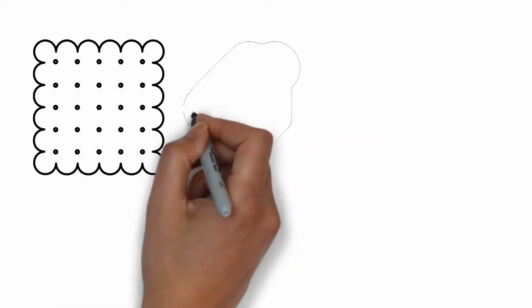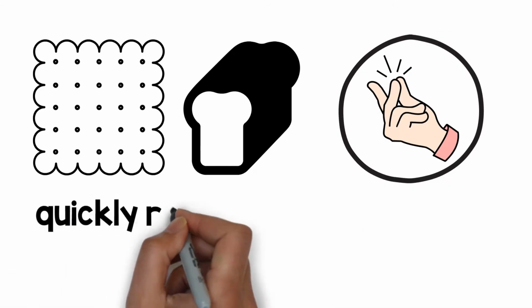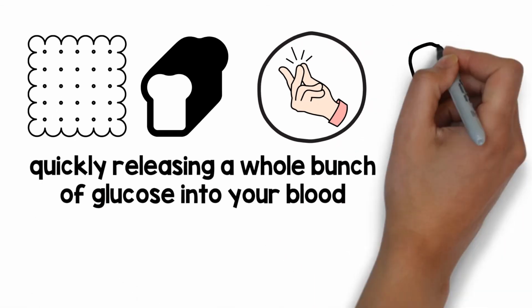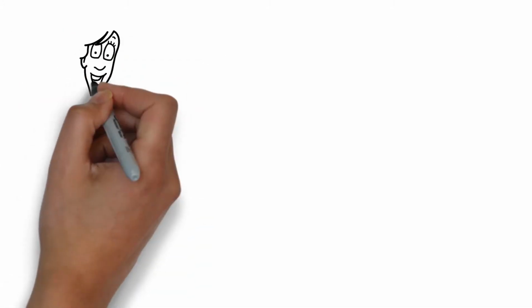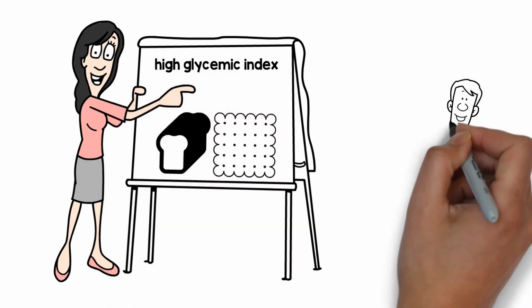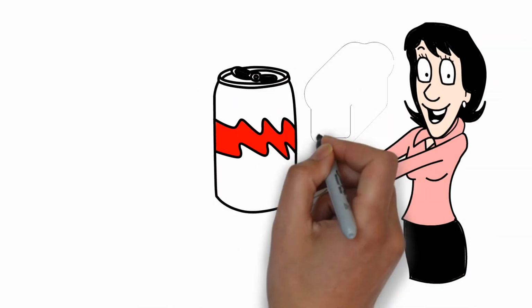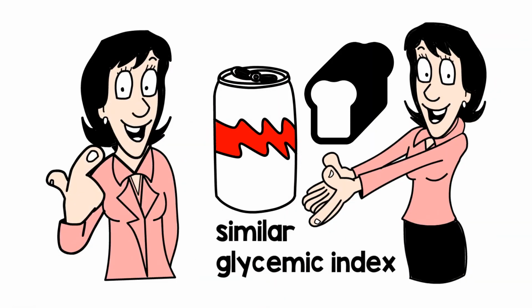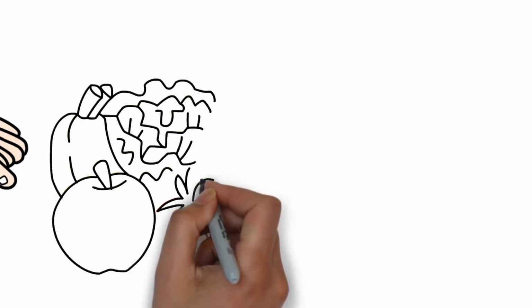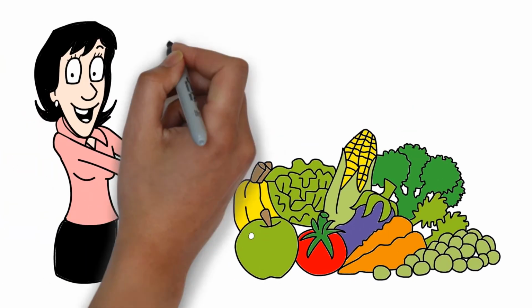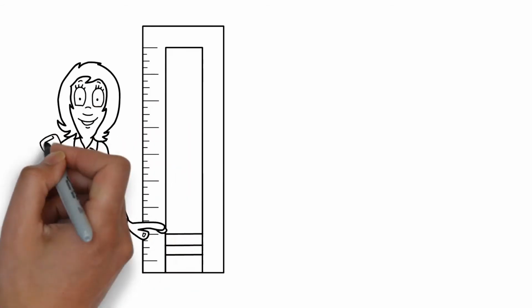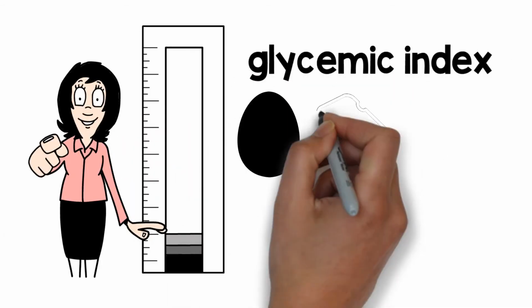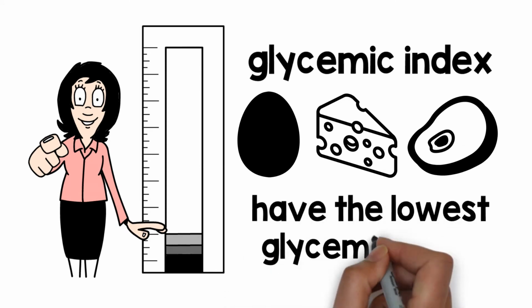So, foods high in starch, like crackers and white bread, are digested easily, quickly releasing a whole bunch of glucose into your blood. Exactly what would happen if you drank something high in glucose, like soda. These foods have a high glycemic index, the amount that a particular food raises the sugar level in your body. Soda and white bread have a similar glycemic index because they have a similar effect on your blood sugar. But when you eat foods high in fiber, like vegetables, fruits, and whole grains, those indigestible beta bonds slow the release of glucose into the blood. Those foods have a lower glycemic index, and foods like eggs, cheese, and meats have the lowest glycemic index.